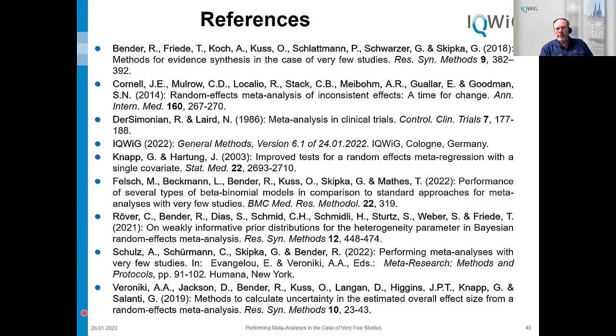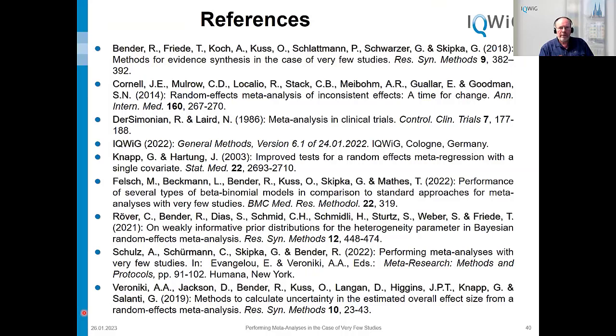I would say few studies is a situation with 2 to 10 studies. Very few studies is a situation with 2, 3, and 4 studies. 5 to 10 is also few, but we use as a standard approach a random effects model with Hartung-Knapp-Sidik-Jonkman if we have 5 studies or more. And if we have 2 studies, we use as a standard approach the fixed effect model. And in the case of 3 and 4 studies, we use this complicated procedure I tried to explain today.